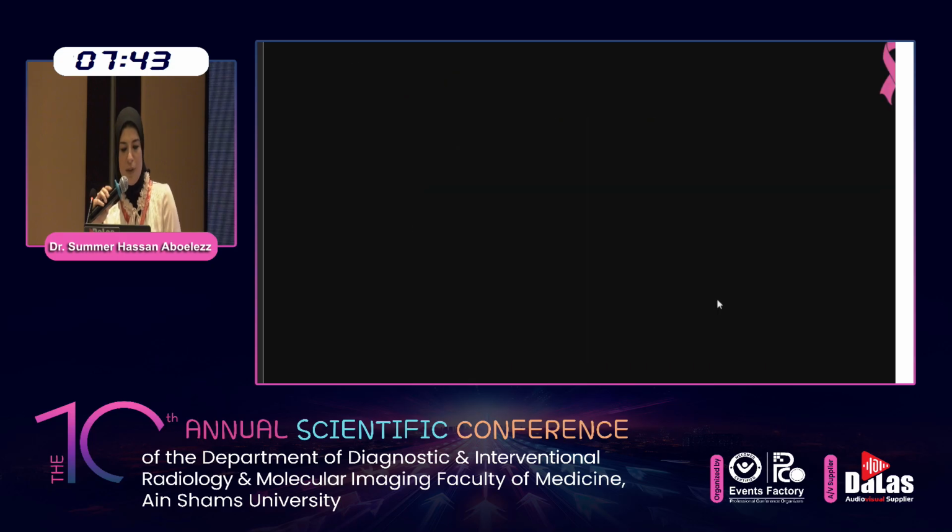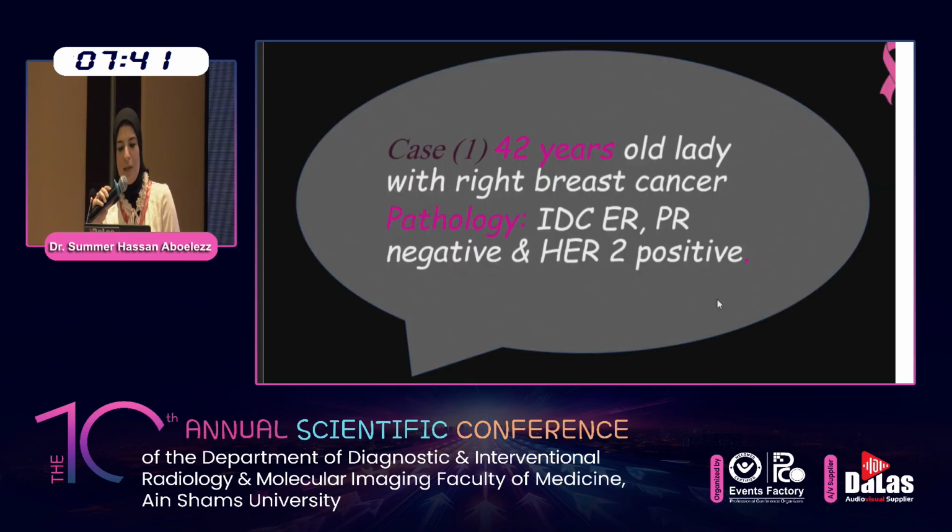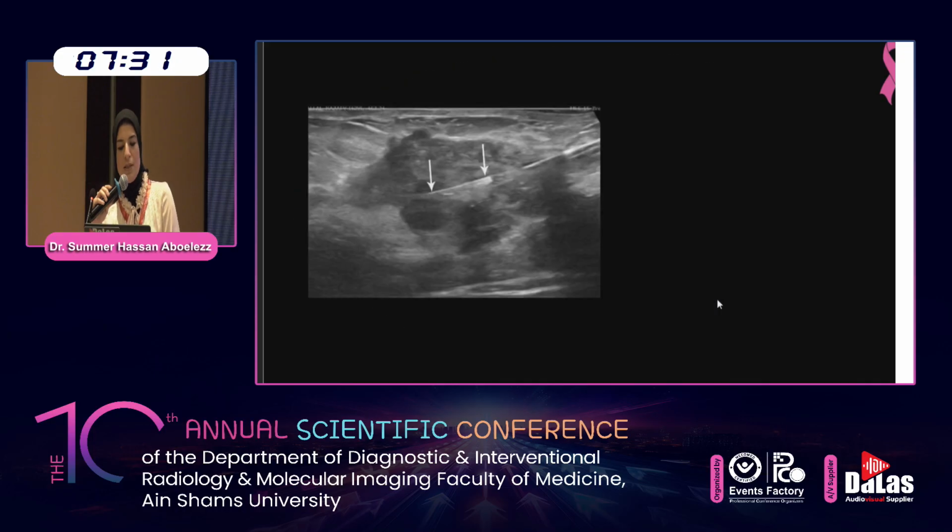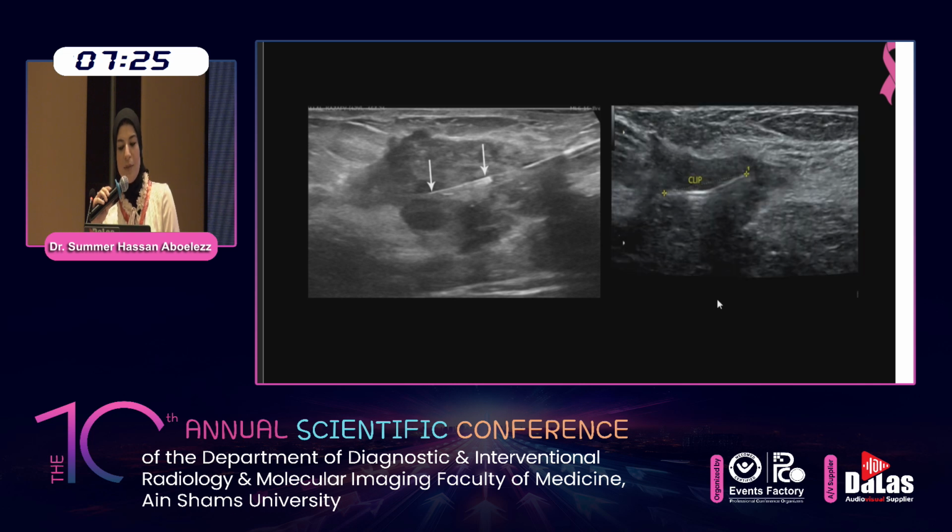Some cases of our research. Case number 1 was a 42-year-old lady with right breast cancer. Pathology was infiltrating ductal carcinoma with ER, PR negative, and HER2 positive. The first picture showed a surgical clip in the center of the lesion before the treatment. The second picture reveals regression by about 50% of the size, with the clip still seen by ultrasound.